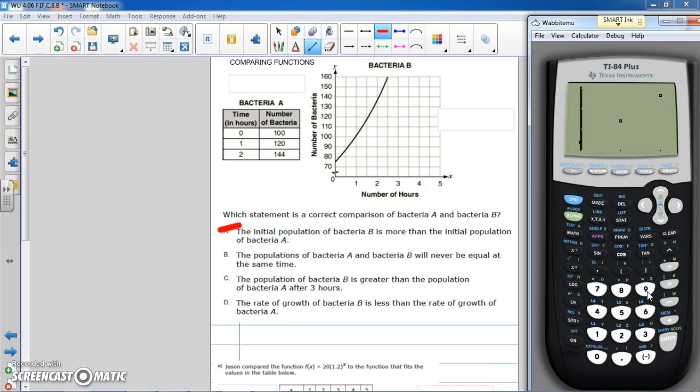It looks kind of linear, but I know that I'm dealing with bacteria, and bacteria normally grows in an exponential manner. So I'm going to go ahead and try exponential regression first and see if I can get a really good line of best fit.